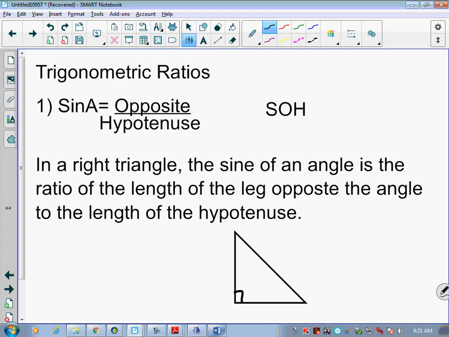Okay? Can somebody come up here and put an H where the hypotenuse should go? Okay, thank you, Brady.